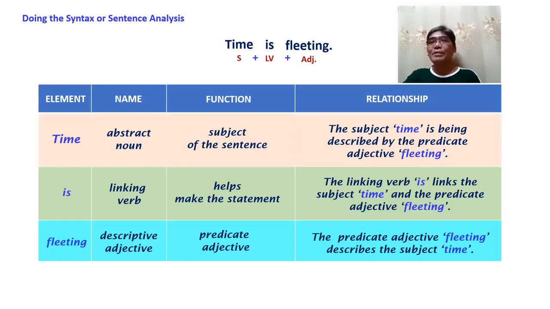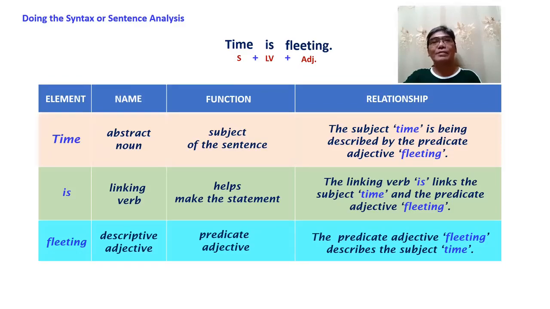However, before I proceed to discussing the next basic sentence pattern, let me show you first the correct analysis of the given sentence. Time is fleeting, following the basic sentence pattern subject plus linking verb plus adjective. Here are the four column titles to show the correct analysis of the given sentence, Time is fleeting.